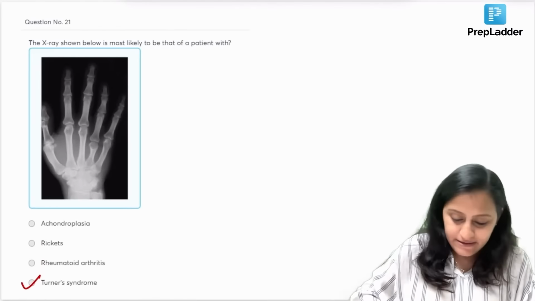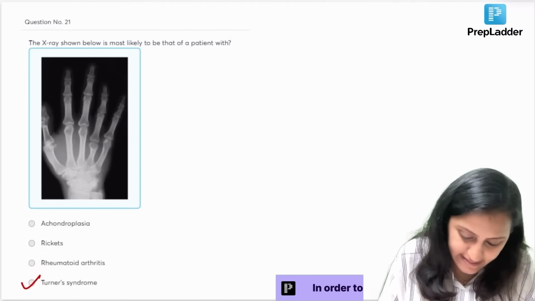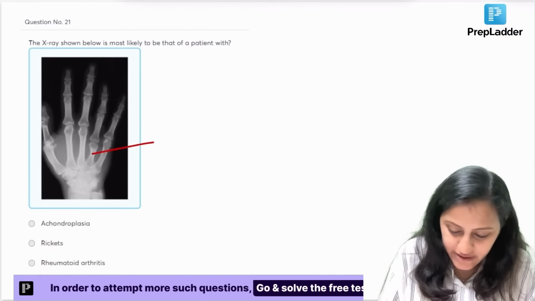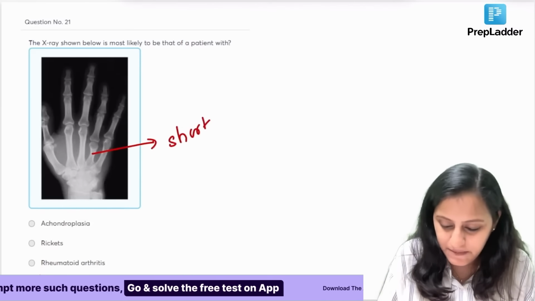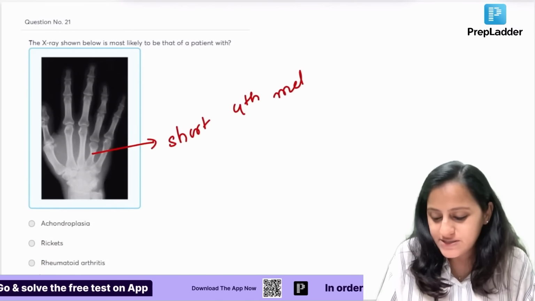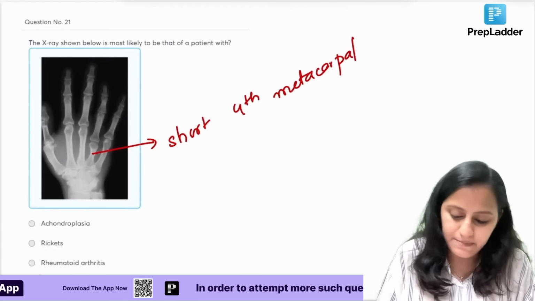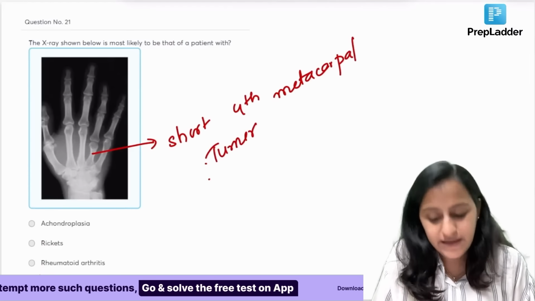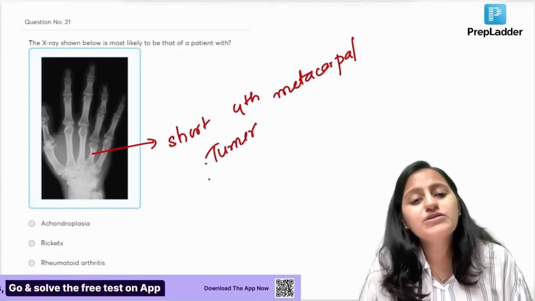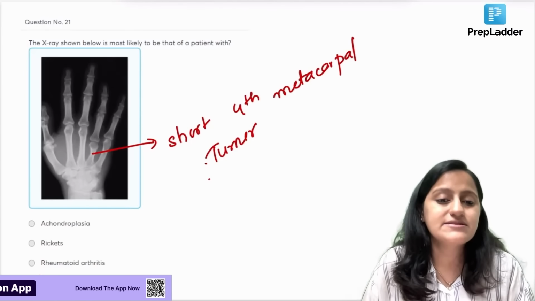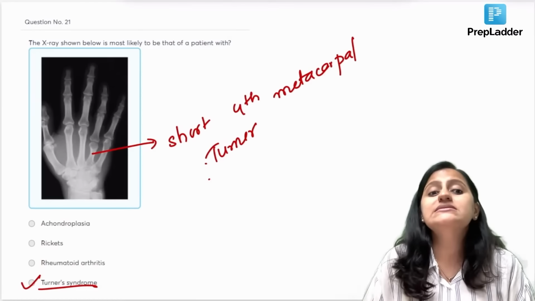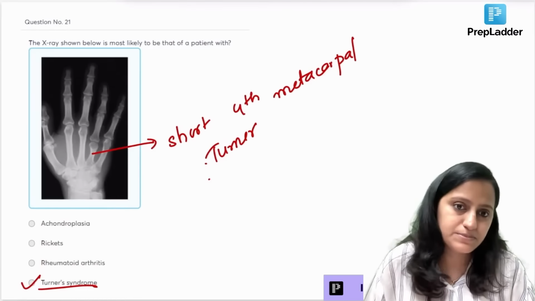Absolutely right. If you look at these metacarpals, look at this fourth metacarpal. Can you appreciate this fourth metacarpal which has become short? This is the short fourth metacarpal which is seen in Turner syndrome, pseudo-hypoparathyroidism. So the short fourth metacarpal is why this is going to be Turner syndrome. Remember, important cause is Turner syndrome, short fourth metacarpal.